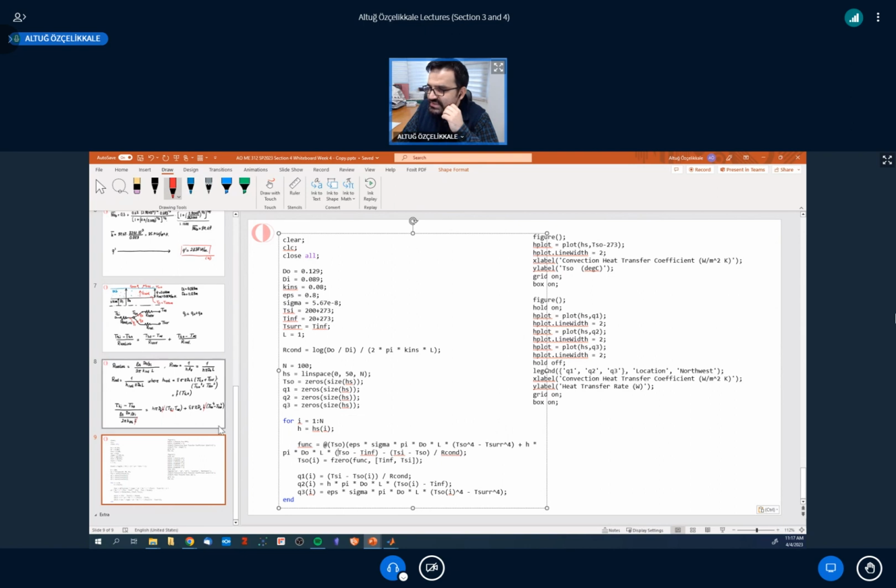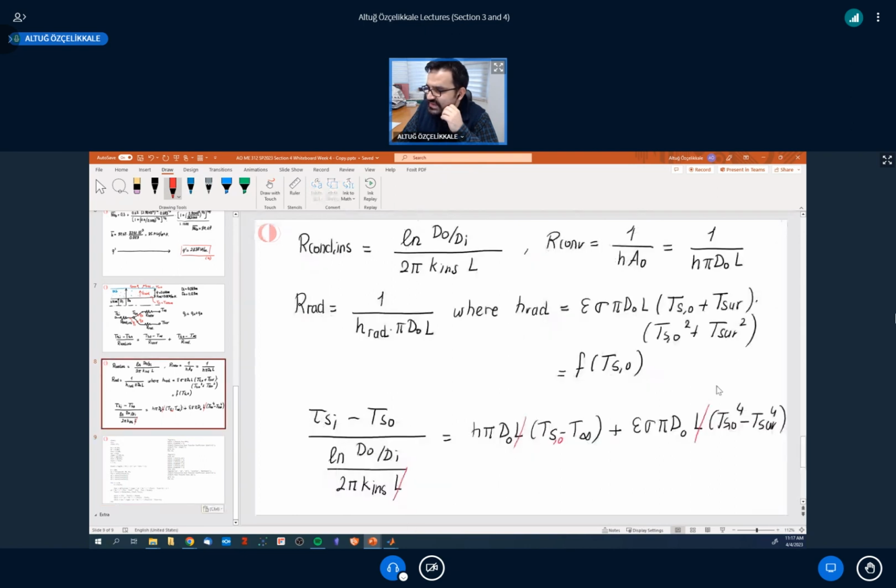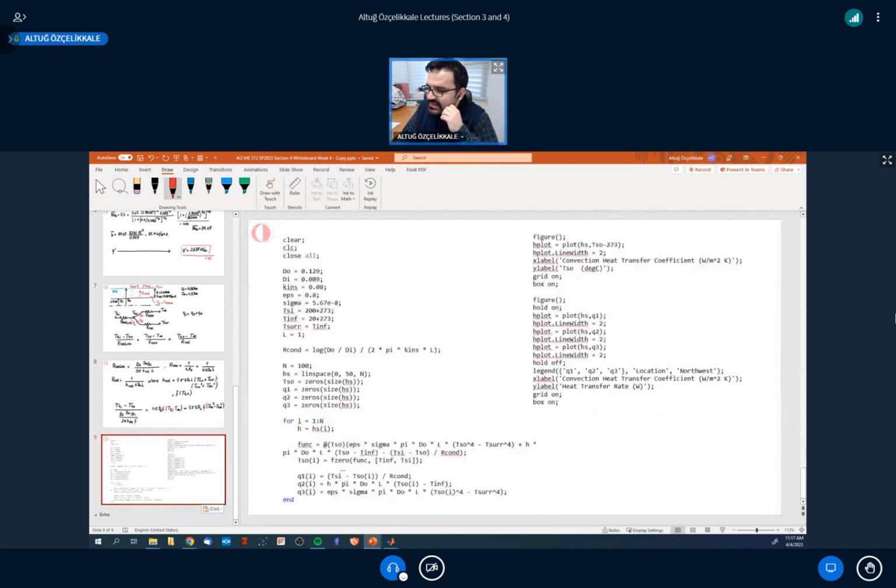That function is representing what we have written over here, this equation, and put all the terms on one side, and say that I would like to find the root of that function with that fzero built-in function in MATLAB. This is essentially root finding, what we are doing. And for each value of H, I obtain the corresponding value for the surface temperature. Then I plotted those, and here are the plots.